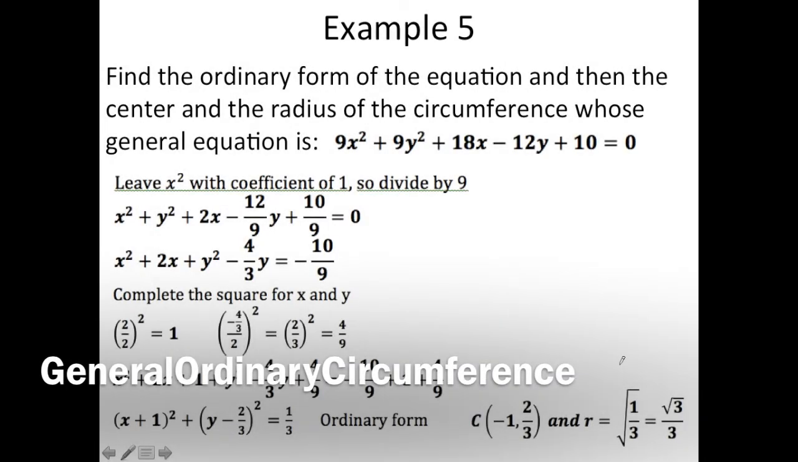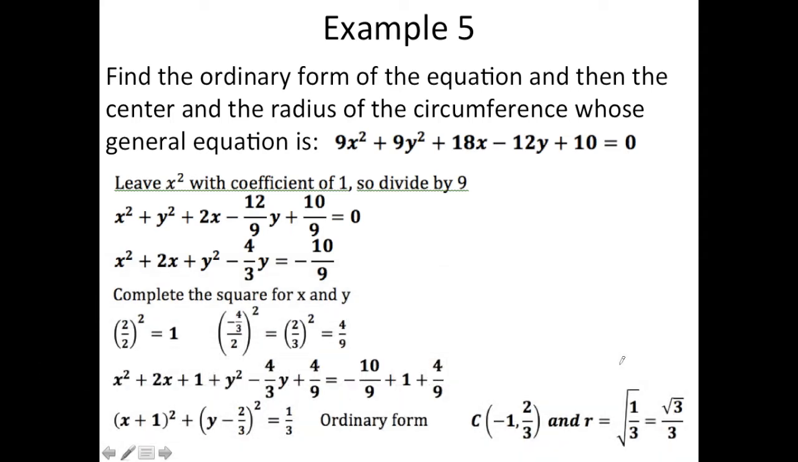So this is the exercise that I was missing. The exercise says, find the ordinary form of the equation and then the center and the radius of the circumference whose general equation is, and I give you the general equation of the circumference. We got to make it look in the ordinary form, which is (x minus h) squared plus (y minus k) squared equal to r squared.